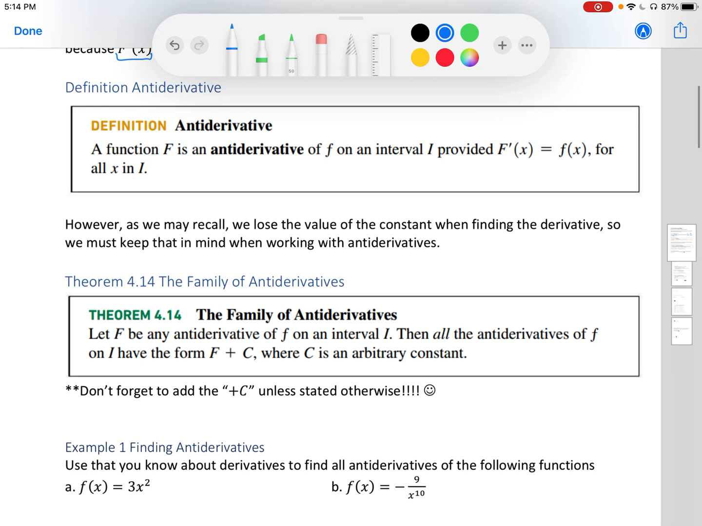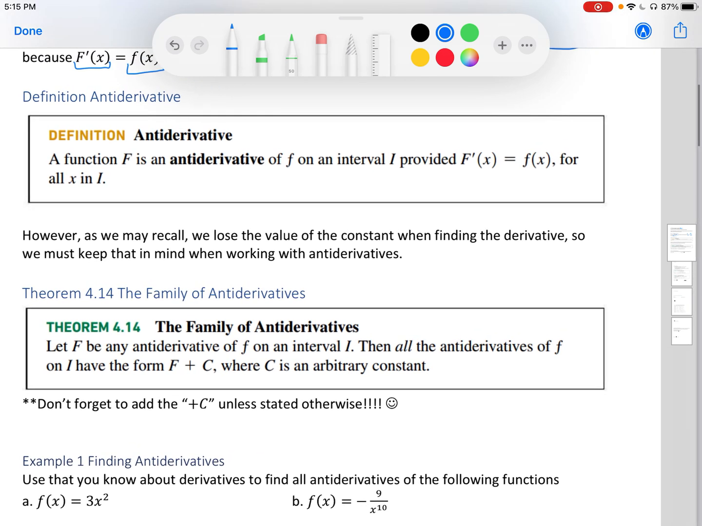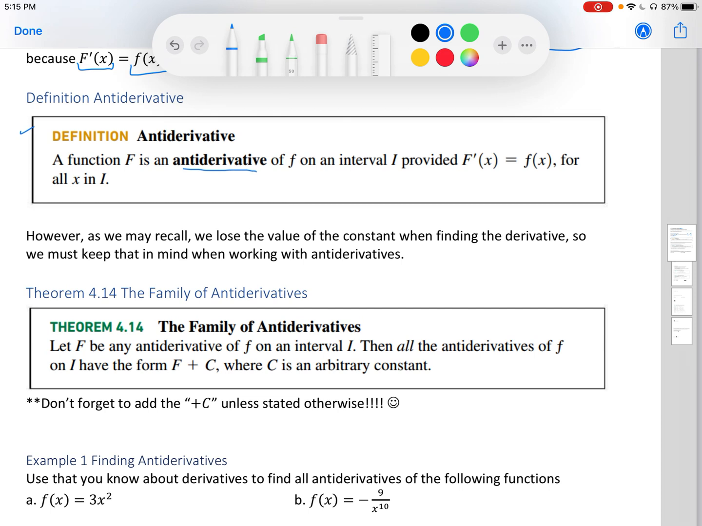All right, an antiderivative, a definition. A function F is an antiderivative of f on the interval I provided that F prime of x equals f of x for all x in I. However, you may recall we lose the value of the constant when finding the derivatives, so we must keep that in mind when working with antiderivatives.